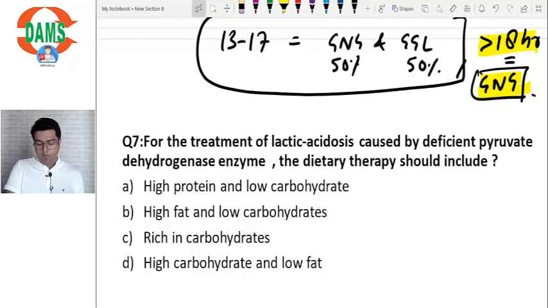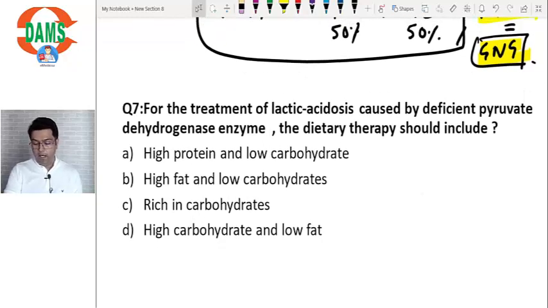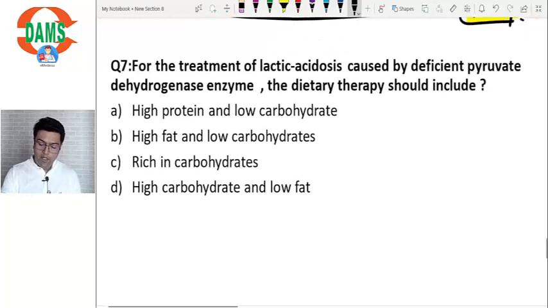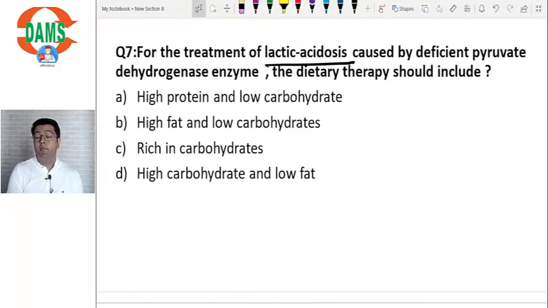Okay, fine. Question number 7: for the treatment of lactic acidosis caused by deficient pyruvate dehydrogenase enzyme. When pyruvate dehydrogenase is deficient, the patient presents with lactic acidosis. How will you treat that? The best way is to not give anything which makes pyruvate. As we know, pyruvate is made from glucose or carbs. So avoid carbs and give something which makes ketones.